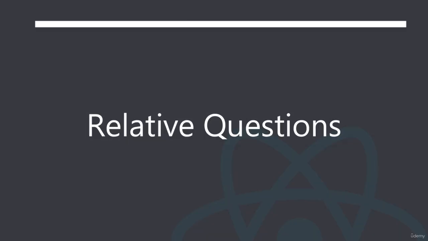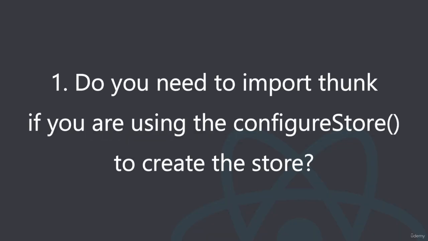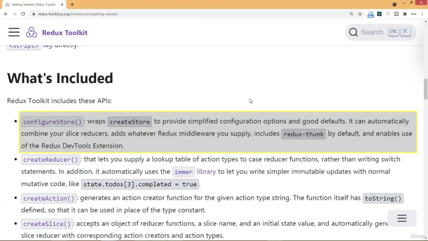So one question I would like to raise here is that, do you need to import thunk if you are using the configure store method to create the store? So the answer is of course not. So basically you do not need to combine the reducers when you are using the configure store, and you don't even need the Redux Thunk to implement, because it is enabled and the dispatch object will be available with the configure store itself.